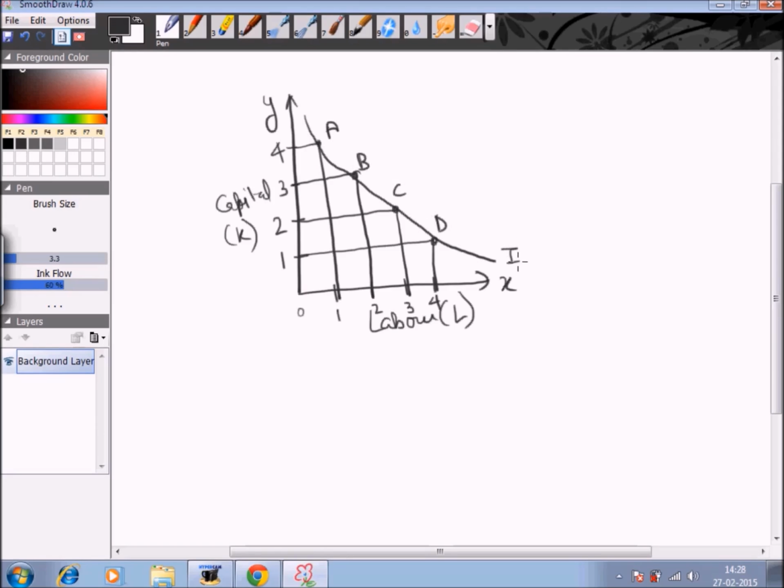So this is our isoquant curve, where we get equal quantity produced by using a combination of labor and capital, and that is 100. So this is how we make an isoquant curve. Let's go through the properties of the isoquant curve.